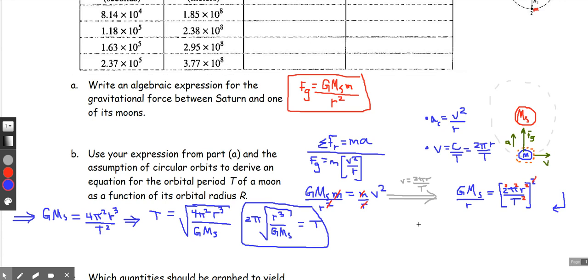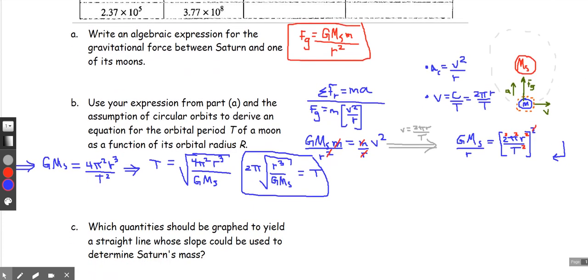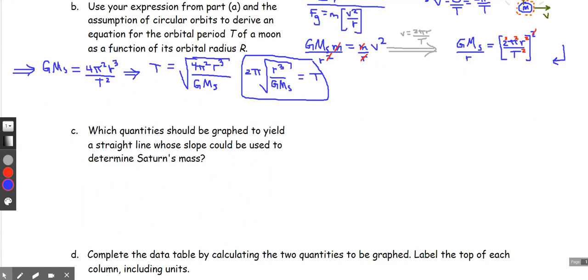Okay, let's move on to the next part here. So, by the way, once again, we're just understanding what it means to be in a free fall around a planet. That means you're orbiting around the planet, and basically you have centripetal acceleration. All right, let's go down here. Which quantities should be graphed to yield a straight line whose slope could be used to determine Saturn's mass? Okay.